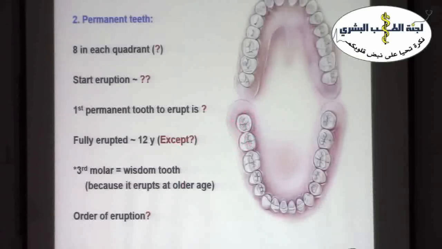If you calculate it, you'll see that each permanent molar will take 6 years. The first molar erupts at 6 years. Second molar, 12 years, so another 6 years. And at the age of 18, another 6 years, you will start having the wisdom, even if it erupts.